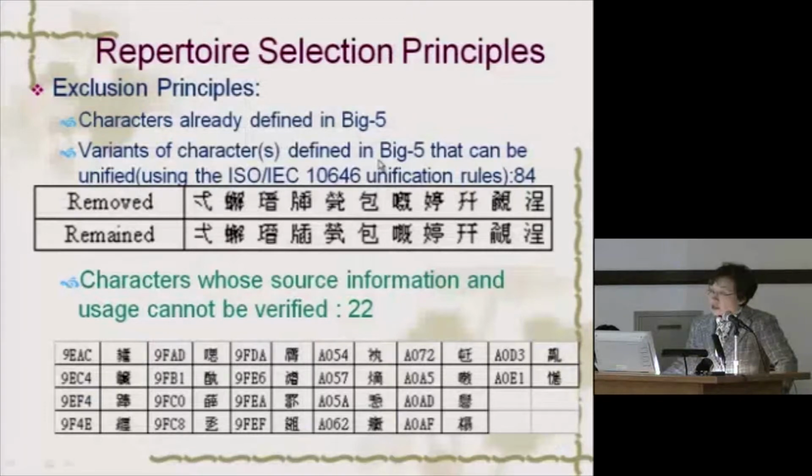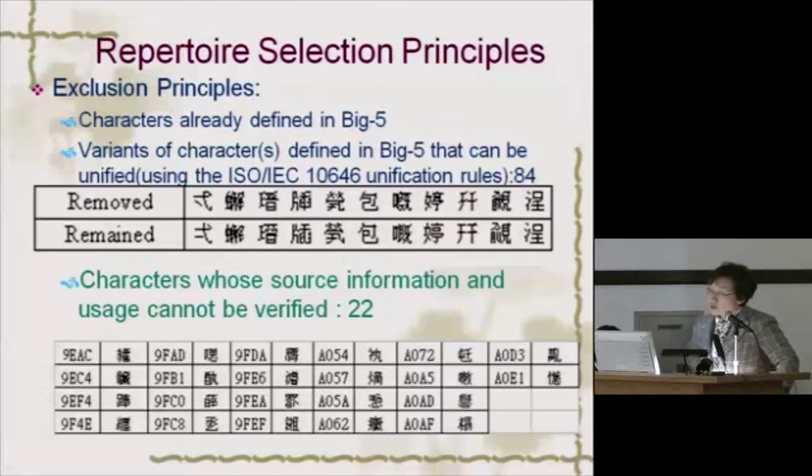For the collection of characters, we had some exclusion principles. Obviously, if you find it in Big Five, you should not recode it. You have to avoid it for all coding standards.